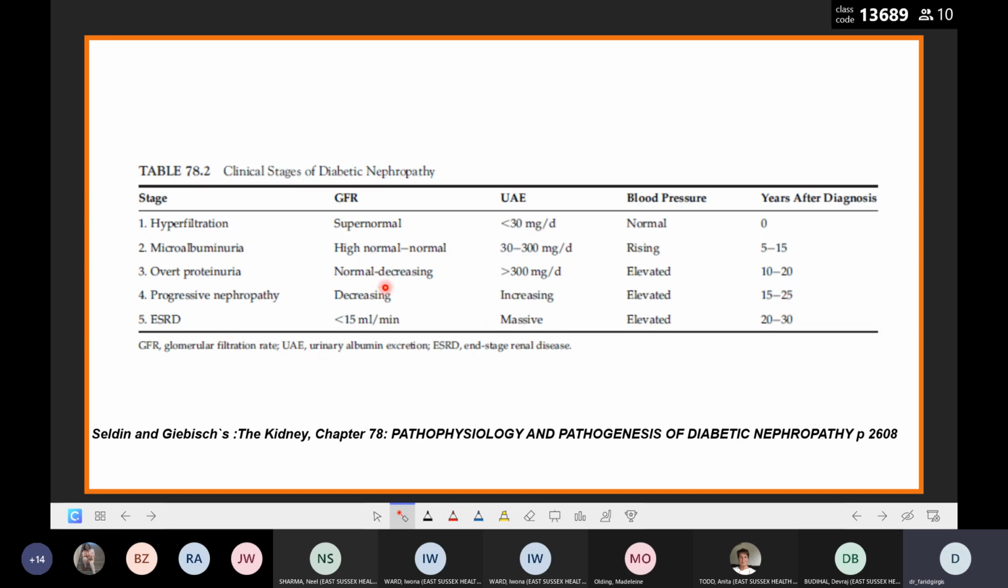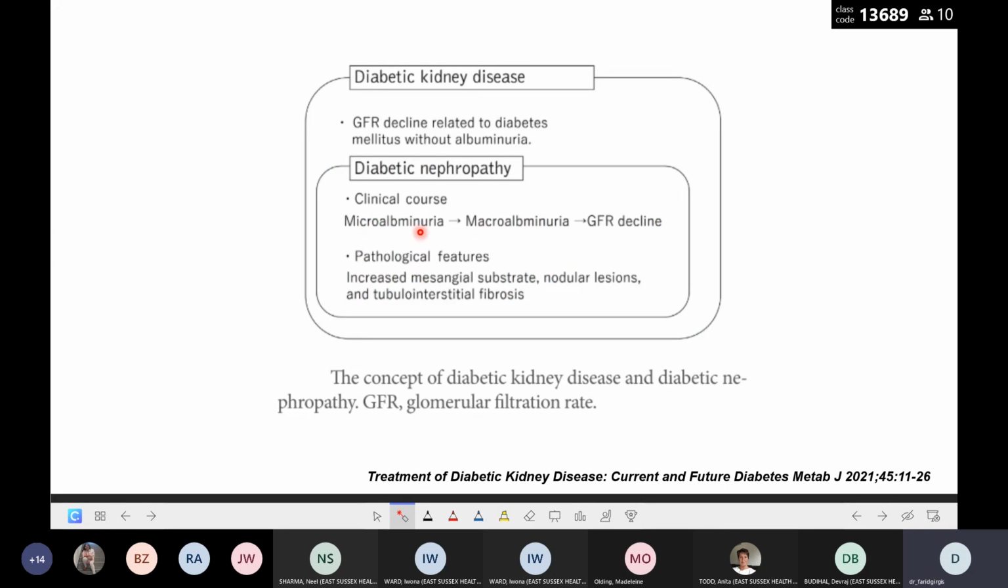And then when we reach the point at which the kidney function declines to less than 15 ml per minute, we are in end-stage renal disease and we need renal replacement therapy. So these are the stages of diabetic nephropathy. This is a figure just to remind you that diabetic kidney disease is a wider expression than diabetic nephropathy. In diabetic nephropathy, we usually have microalbuminuria, macroalbuminuria, and GFR decline, as we mentioned. And in diabetic kidney disease, there is GFR decline related to diabetes mellitus, but without albuminuria.